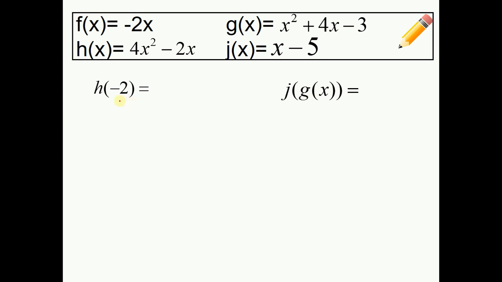So that means wherever I see an x in h, I need to put a negative 2 instead. Let me repeat that. Whenever I see an x in h, I need to put negative 2 instead. So, go to h. I'm going to write down my problem I'm going to work on.